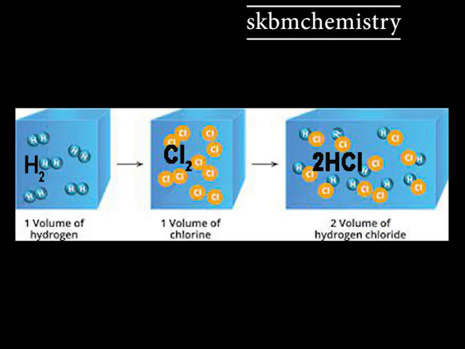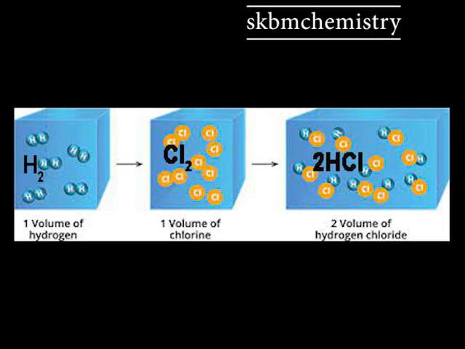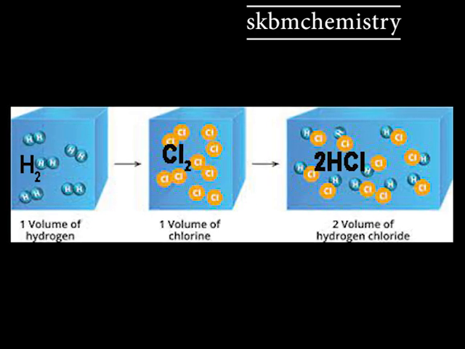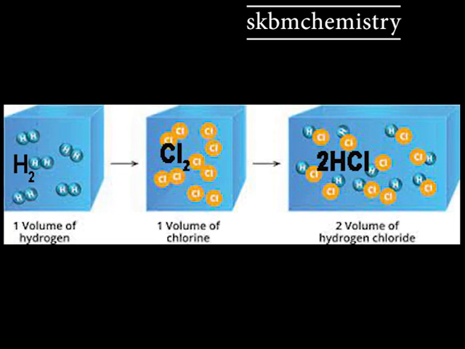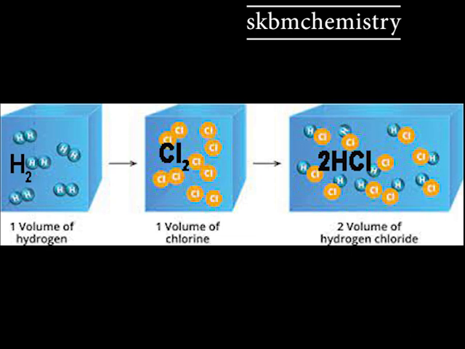For example, consider the combination of 1 volume of hydrogen with 1 volume of chlorine to give us 2 volumes of hydrogen chloride. Equation wise we can write H2 plus Cl2 gives us 2 HCl. So the ratio of volumes of the various reactants and products here is 1:1:2. This is a simple whole number ratio.